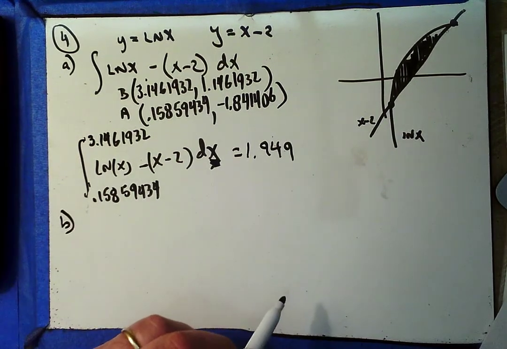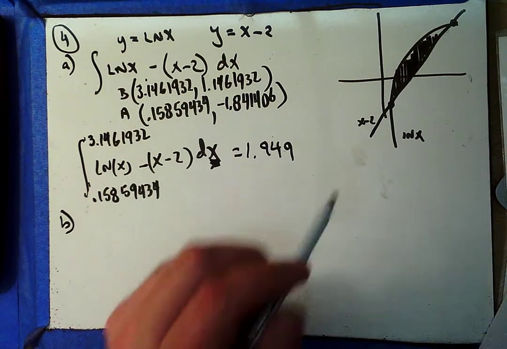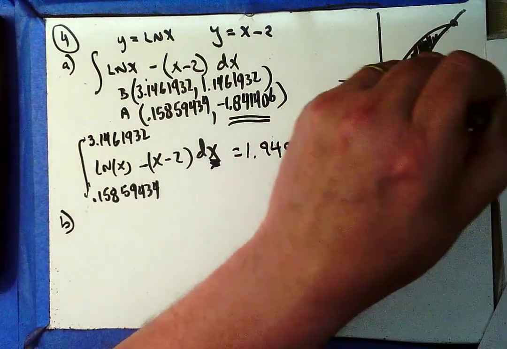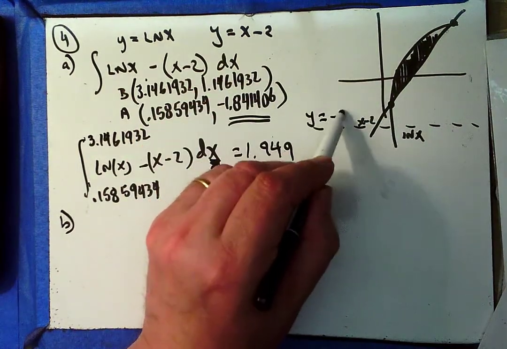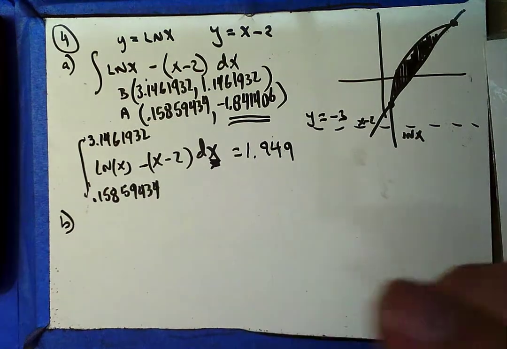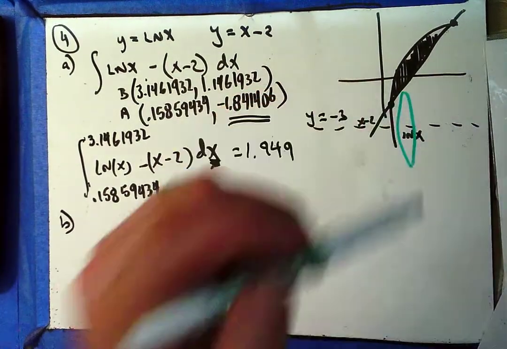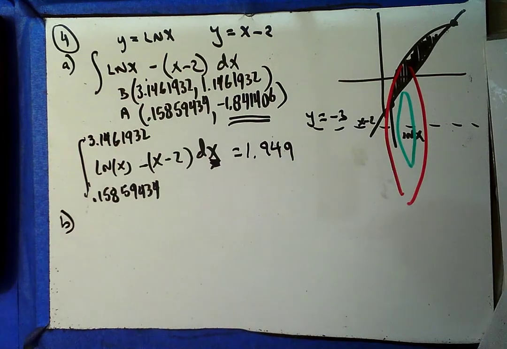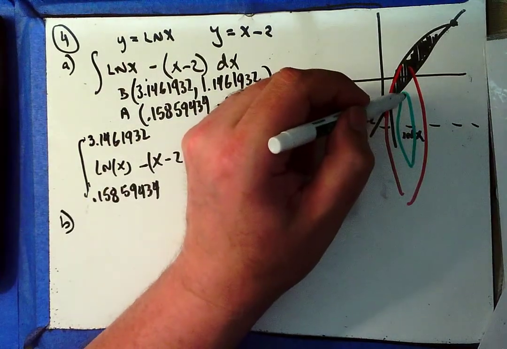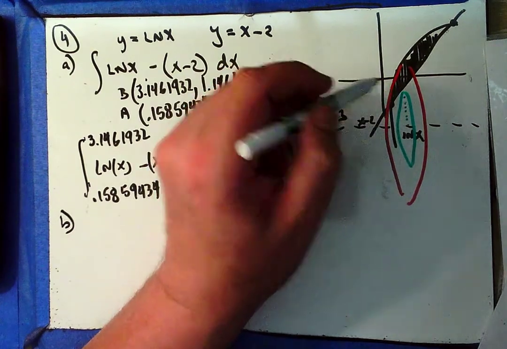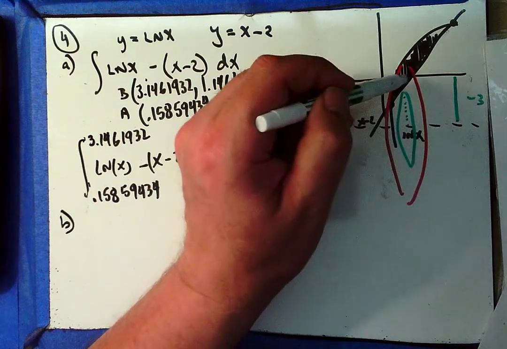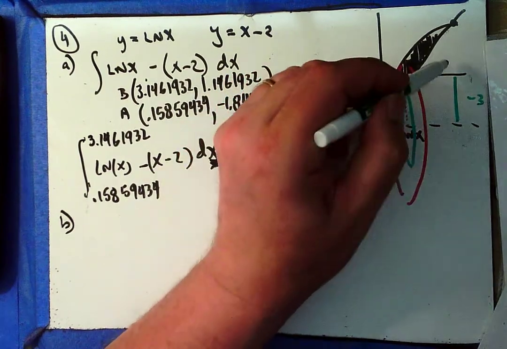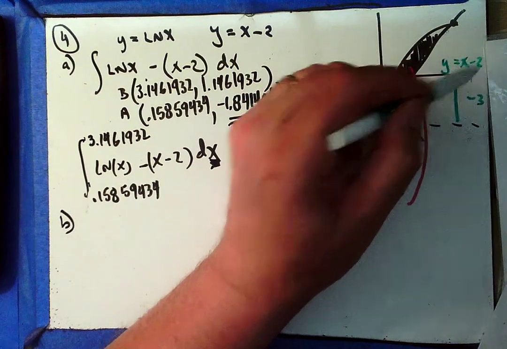For b, it says find the volume when the solid is rotated about the line y equals -3. Well, we know that this point of intersection is -1.8. So -3 is down here. Y equals -3. And again, we're going to rotate around this axis. So I'm going to have a little radius, and I'm going to have a big radius. Now, my little radius is this distance.